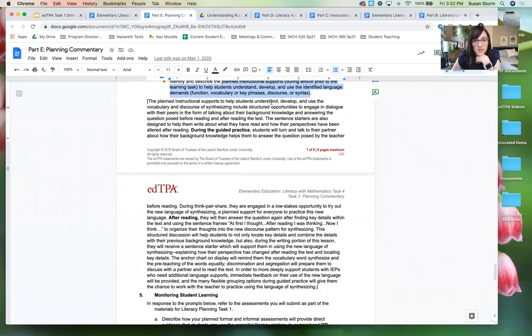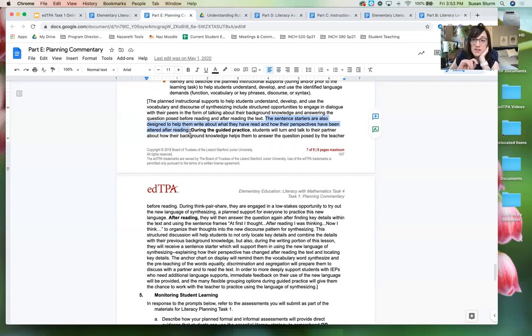The planned instructional supports to help students understand, develop, and use, those are 3 different things. The vocabulary and discourse of synthesizing include structured opportunities to engage in dialogue with their peers in the form of talking about their background knowledge and answering the question posed before reading and after reading the text. I don't really remember those as super strong features of the lesson plans. So if I was the scorer, I would go back and see, did the person really do this? Sentence starters are also designed to help them write about what they've read and how their perspective has changed.